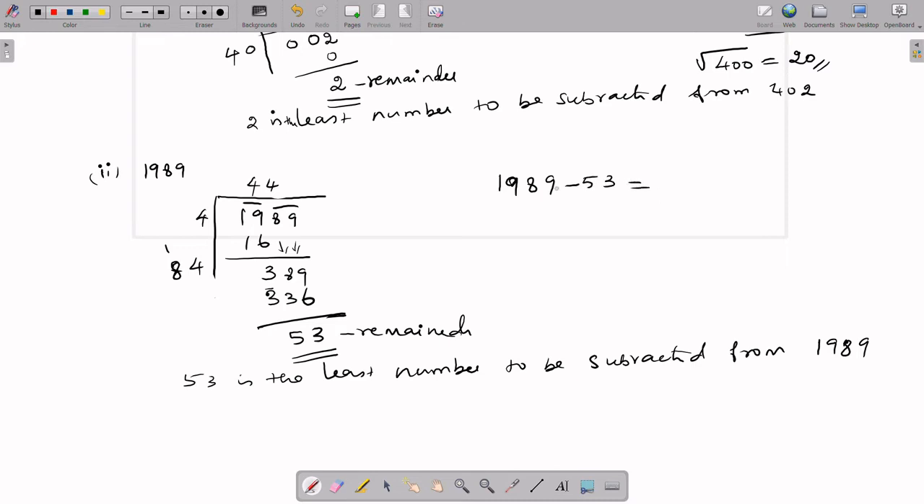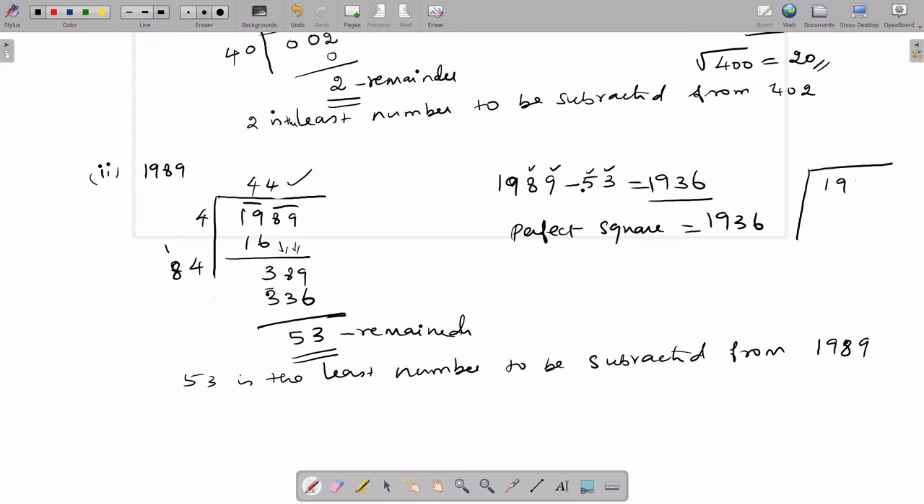So 9 minus 3 becomes 6, and 8 minus 5 becomes 3. And then 9, here there is no number, so 9 you have to write as it is: 1936. 1936 is the new perfect square after subtracting the least number. Without looking at the answer, we can say that the square root of 1936 is 44. Anyway, we check it out, because this is our answer always for this type of problem.